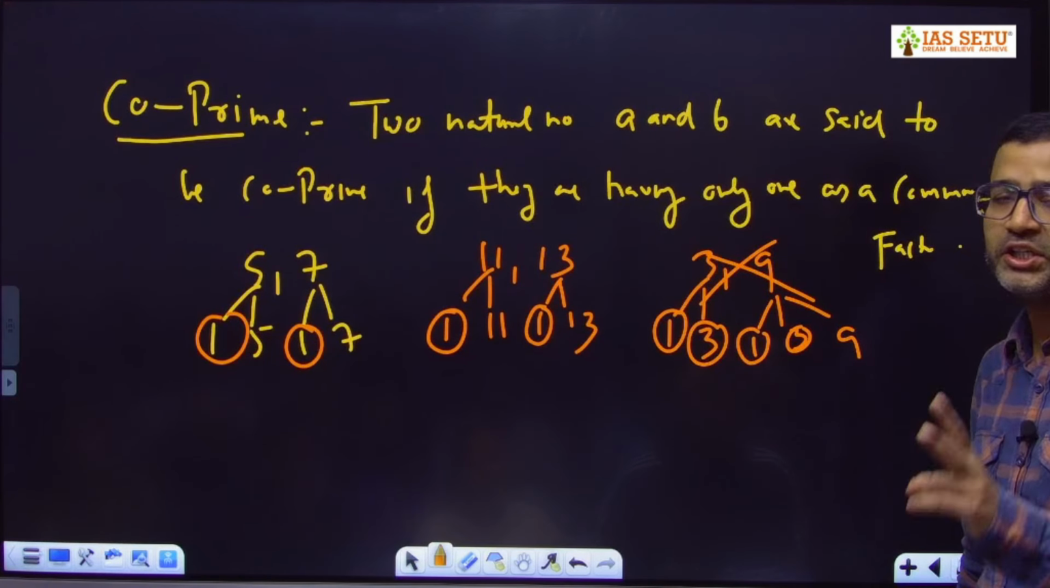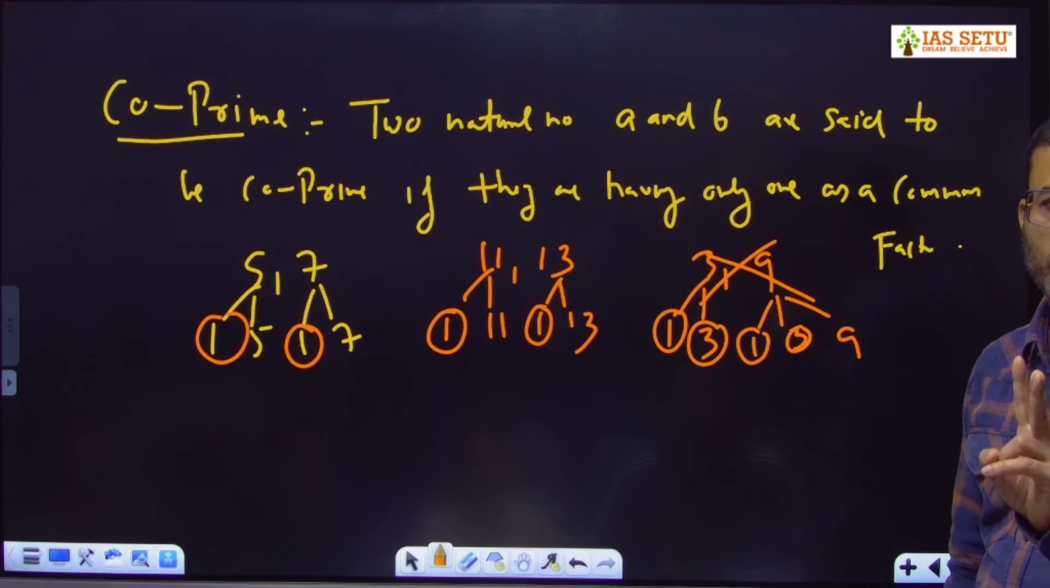So what is the condition? There are two conditions for co-prime. You have to remember, one condition is it has to be natural numbers, two natural numbers. Second condition is common factor only one. Only one. He mentioned one. One is common in everything, but the stress has to be only one.